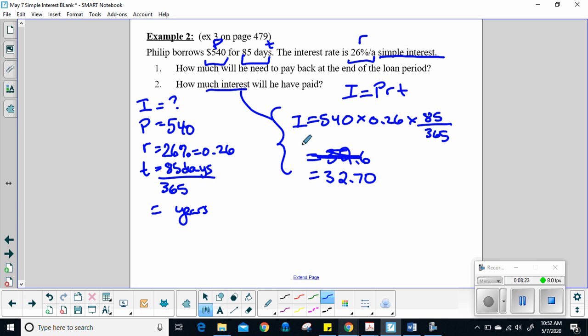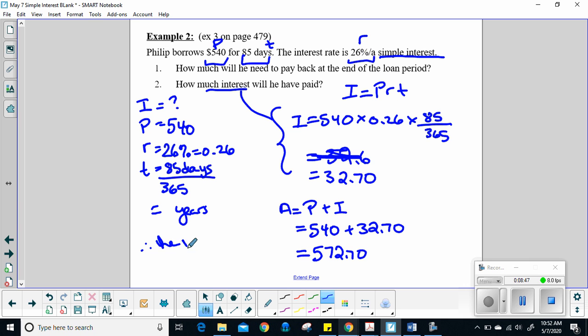I just solved there. And how much does he have to pay back at the end of the loan period? So he's going to have to pay back the original money plus the interest. So he originally borrowed $540, has to pay $32.70 in interest, which is a lot of money for only 85 days. But that's what credit cards do, cash advances. They charge you lots and lots and lots of money. Therefore, he pays back $572.70. Okay. Current interest rates for like cash advances on credit cards are somewhere in the 23 to 26%. So yeah, it's a lot of money.